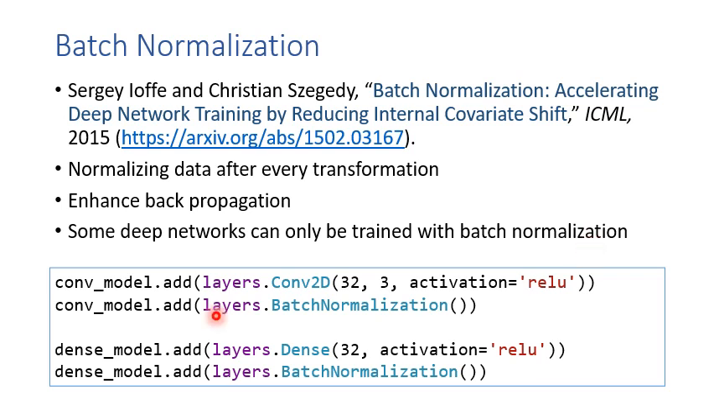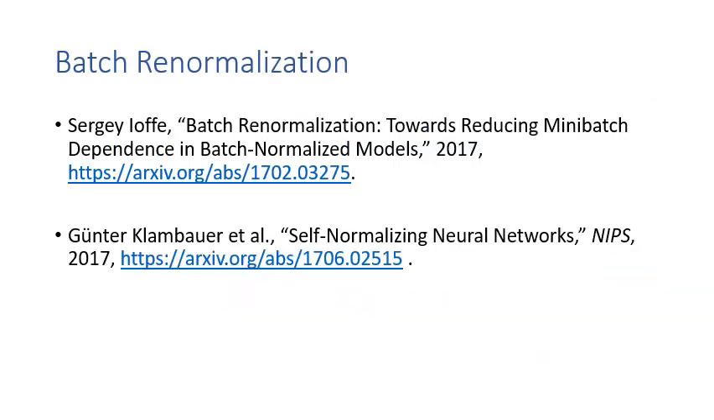To use it, simply add the batch normalization after each layer. So after each output, you can do a normalization of the data, which is what this sentence means: normalize data after every transformation, after every layer, with the batch normalization layer. The authors of batch normalization have also published another paper, called batch renormalization, to show more evidence that normalization can help improve the model.